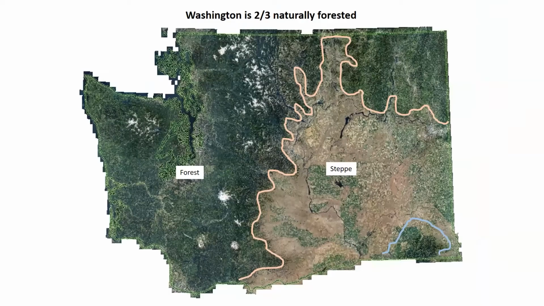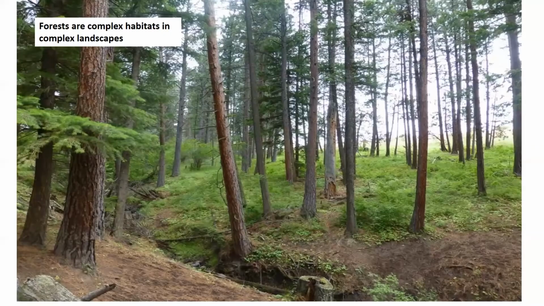So to the topic at hand, Washington is about two-thirds naturally forested, with the big shrub-steppe basin here, and those forests vary a lot. I'm not going to go into any semblance of detail, but they vary based on vegetation, topography, position on the landscape, et cetera. But consistently, they're complex habitats in these complex landscapes.